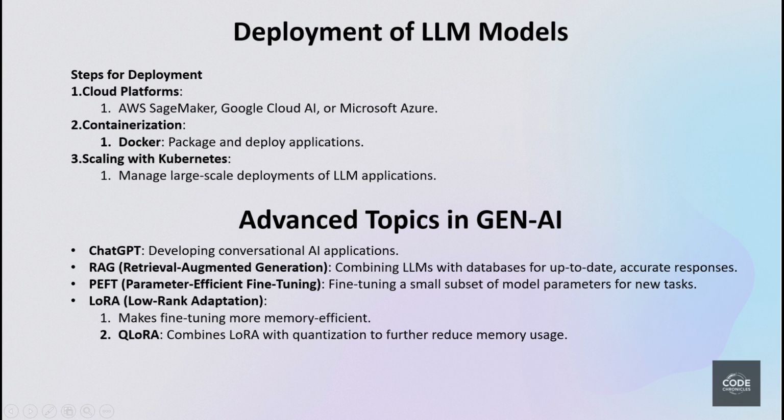Moving on to advanced topics, let's talk about some innovative techniques in AI development. ChatGPT is at the forefront, enabling the development of sophisticated conversational AI applications. Another exciting area is retrieval augmented generation, or RAG, which combines LLMs with databases to generate up to date and accurate responses. PEFT, or parameter efficient fine tuning, allows for the fine tuning of a small subset of a model's parameters. This method is cost effective and less resource intensive.